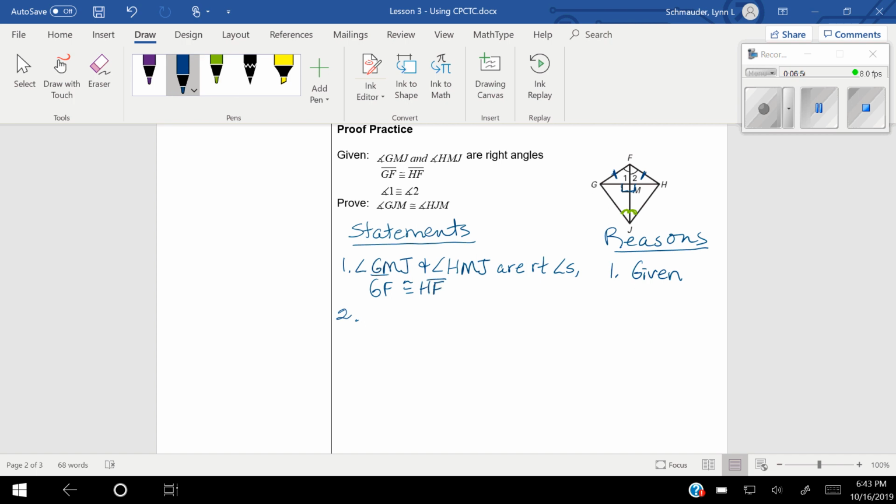So what have they given us? They've almost given us enough information to prove that the two little triangles at the top are congruent. So what I'm thinking is we're going to have to show that those two are congruent, and then use corresponding parts to show that the larger two bottom triangles are congruent, and then those two angles, GJM and HJM, are going to be corresponding parts of those two bottom triangles. So here we go. Let's see what we're going to do.